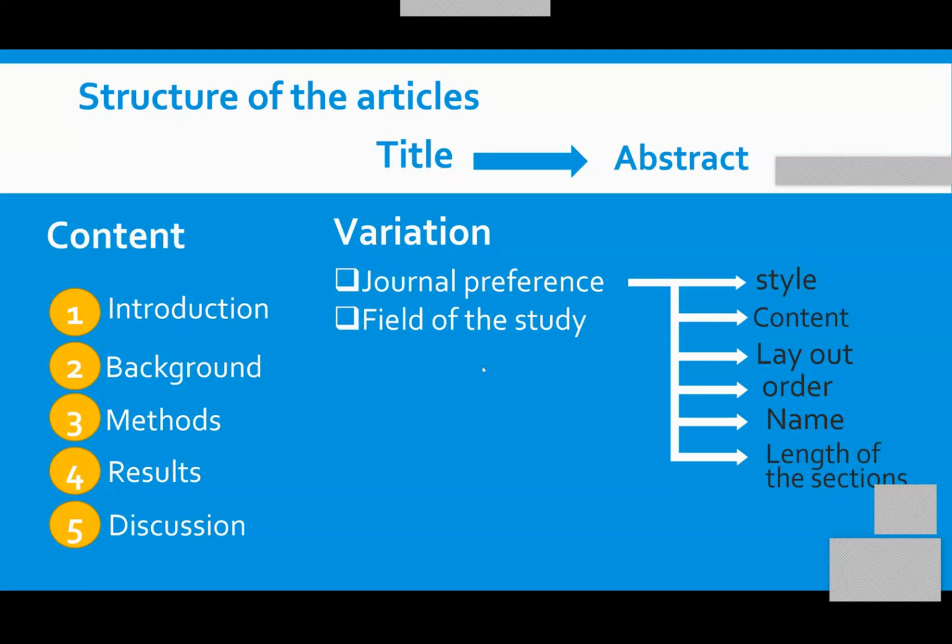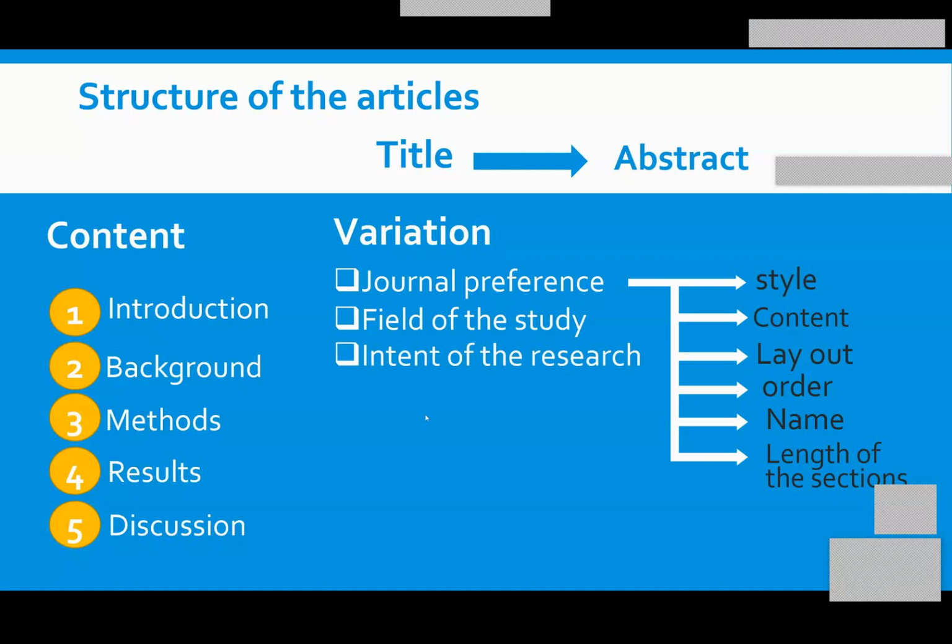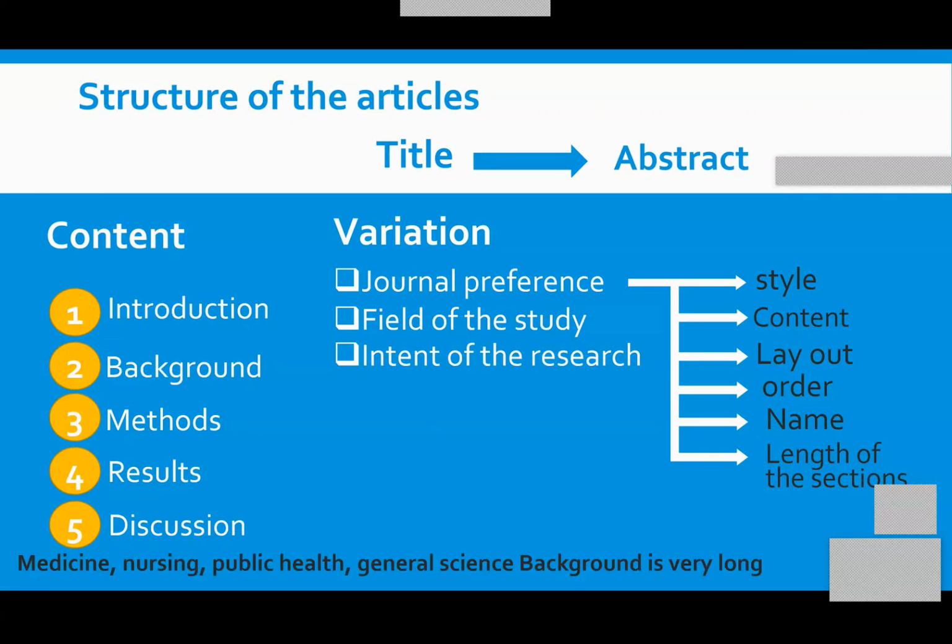So medicine is way different from, for example, architecture or archaeology. And what is the intent of the research? The intent of research can cause variation in the articles. And remember, in medicine, nursing, public health, general science, the background is very long and the introduction is very limited. So these are the causes of variation of content of an article.